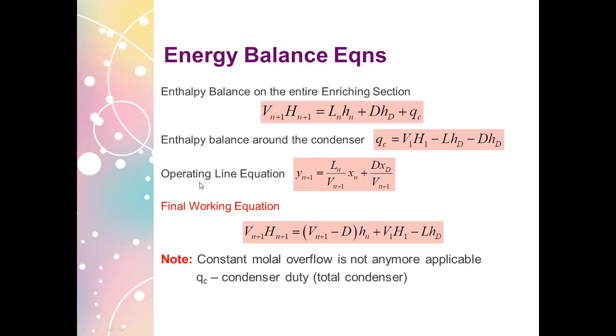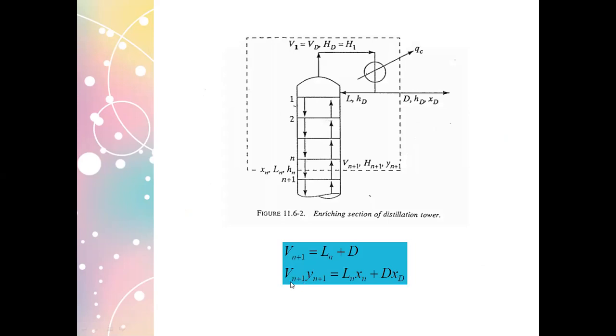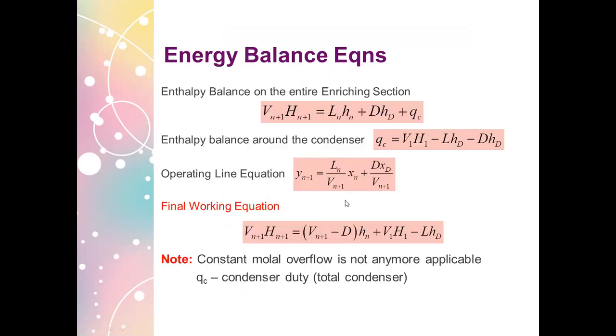So your operating line equation is just a review in here because I have written the component balance equation here. So the operating line equation, just like what we did with the enriching section operating line and the stripping section operating line, we isolate the Y sub n plus 1 here, or the Y sub m plus 1 in the case of stripping. So you divide by the V sub n plus 1. So this is your operating line.